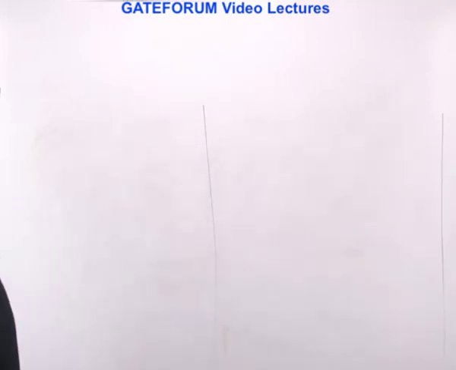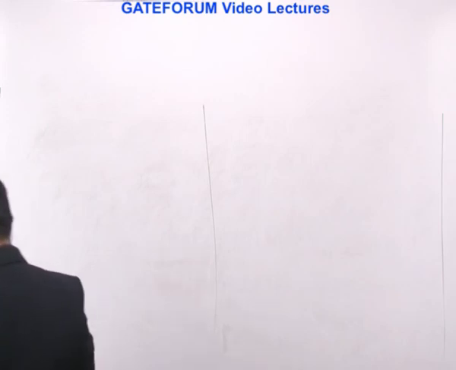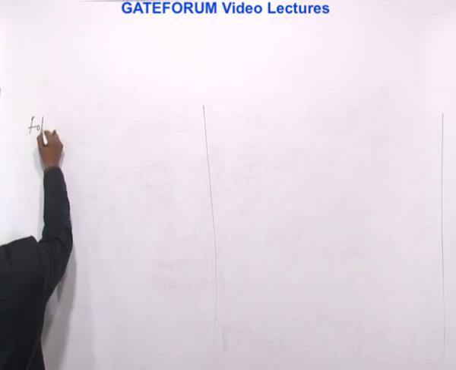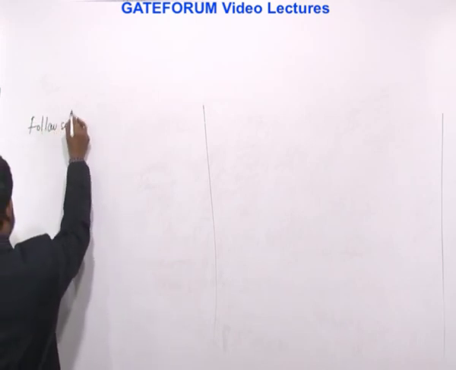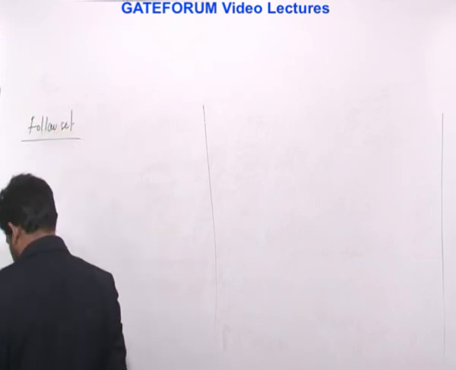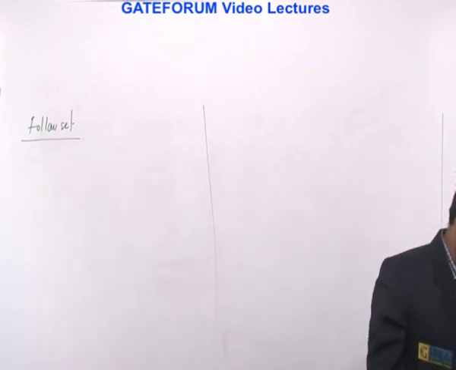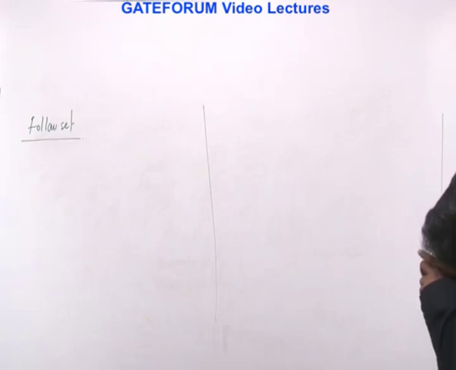Okay, let's calculate the follow. Let's understand the rule for follow, and then let's calculate the follow set for it. Okay, follow set. Okay, so there are some rules, and this is the most trivial rule we are having.